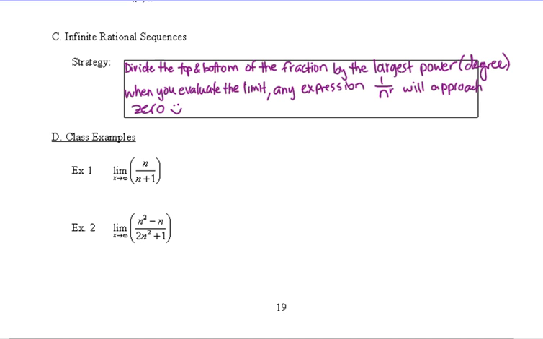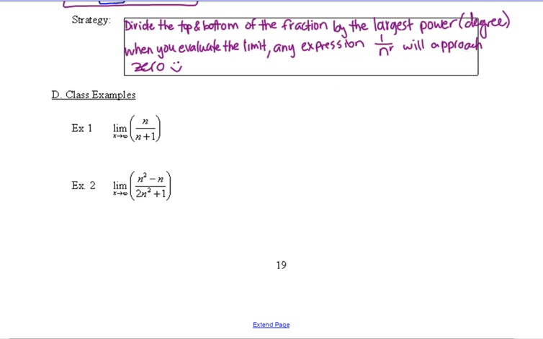Okay, and that's going to help us evaluate the limit. So this is for infinite rational sequences. What does rational mean? It's a ratio, or it's a fraction. Do you see how we're dealing with rational sequences here? Remember the unit of rational equations you did in Math 20? All the factoring? So much fun.